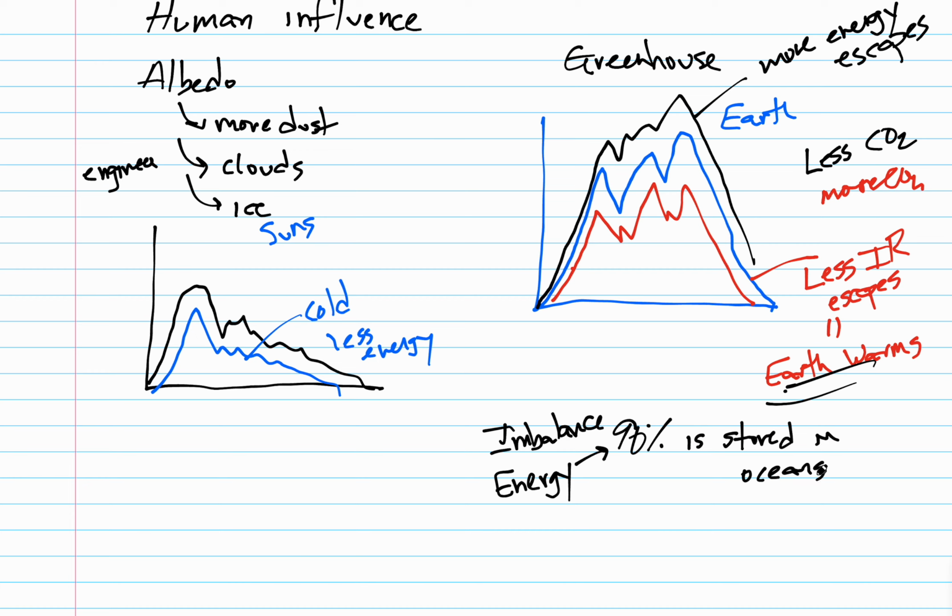The reason for that is because the heat capacity of water is so much greater than that of the atmosphere. But it's that 10% in the atmosphere that we're measuring in a lot of ways, and we're thinking about temperature because it's what we see every day when we look at our weather apps and check the news.